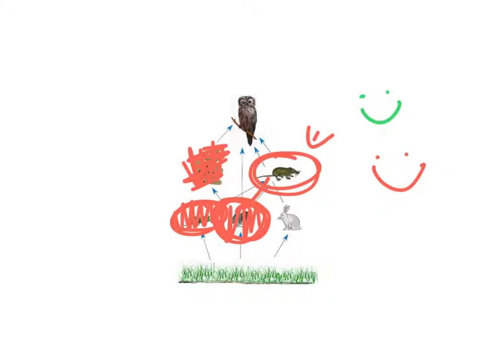Now, what's the muskrat going to eat? Can't eat the rabbits, they're too big. Rabbits are eaten by the owl, and this entire thing collapses.